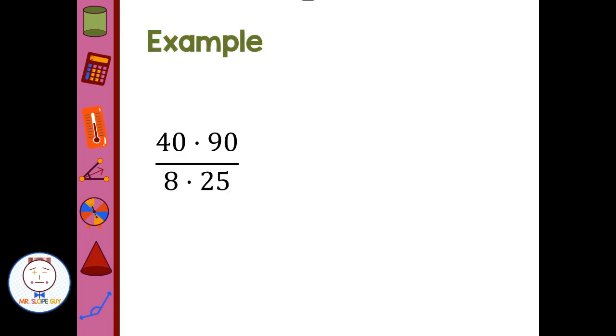How about this problem? Well, if we have a fraction, what we really want to do is do the whole order of operations in the numerator, the whole order of operations in the denominator, and then lastly divide the top divided by the bottom. So in this case, I would do my 40 times 90 in the numerator to get 3,600, do 8 times 25 to get 200, and then my last step is to divide the top divided by the bottom.